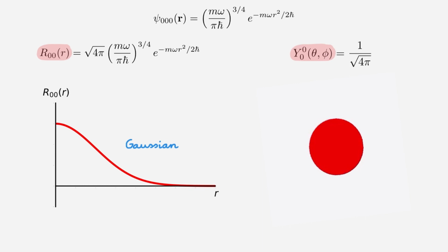And overall, the ground state eigenfunction takes its maximum value at the origin of the central potential and then decays away from the origin, and it does so isotropically.